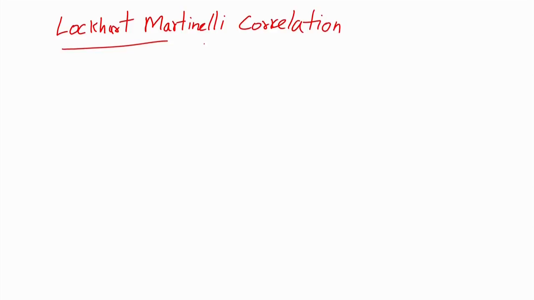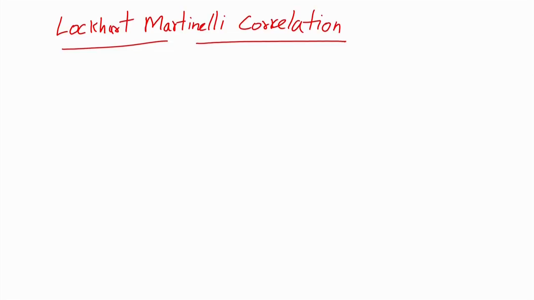Today we are going to learn about one of the first correlations developed to calculate the delta p in multiphase flow, or in a gas liquid pipeline. The name of that correlation is the Lockhart-Martinelli correlation. This is a very classical correlation.